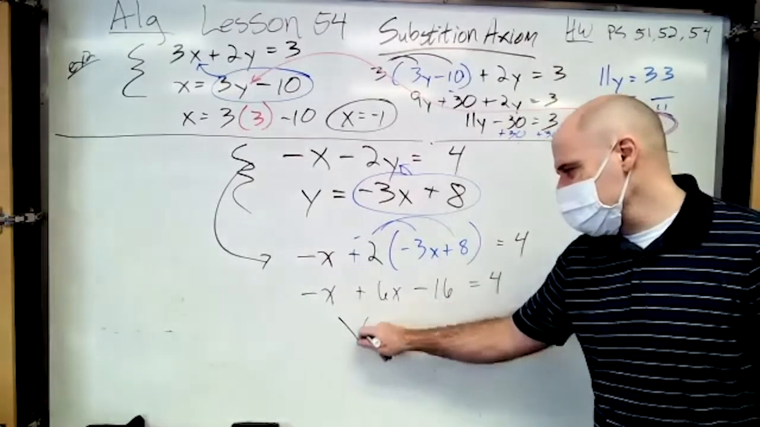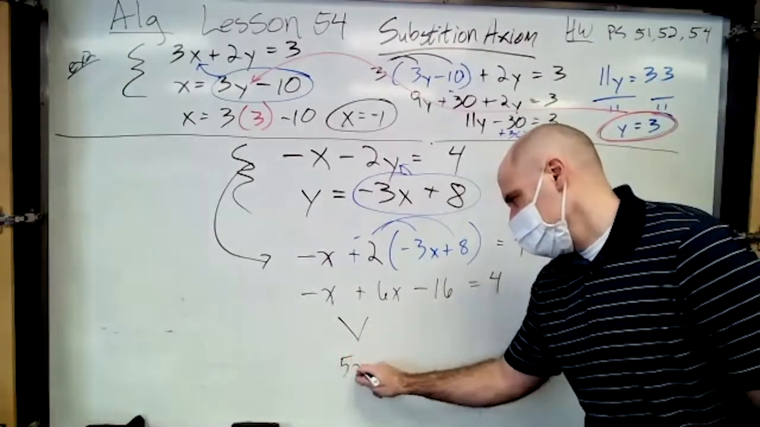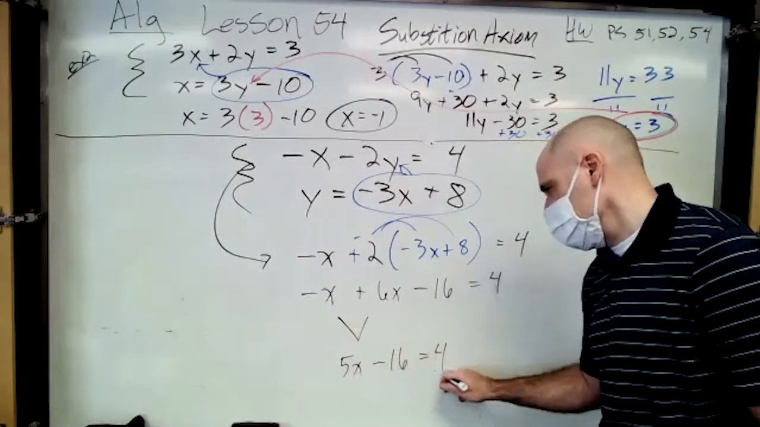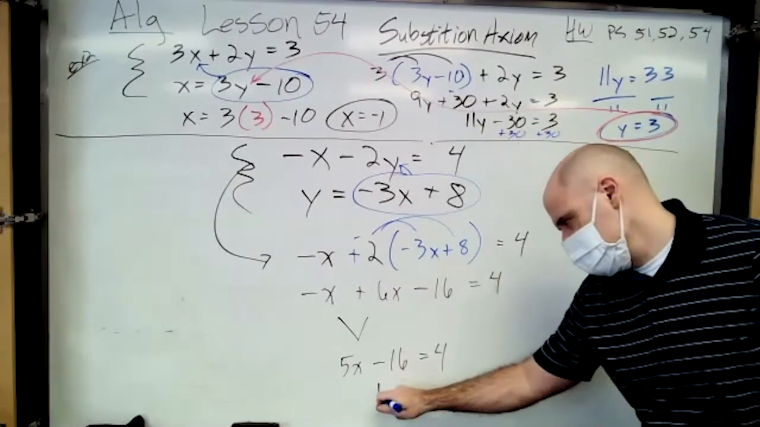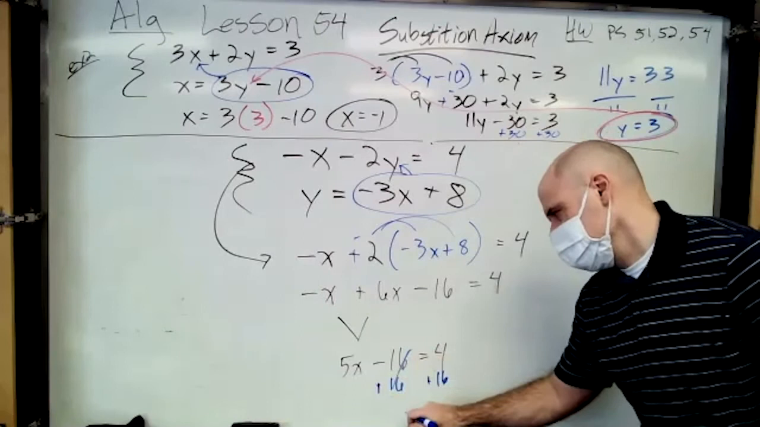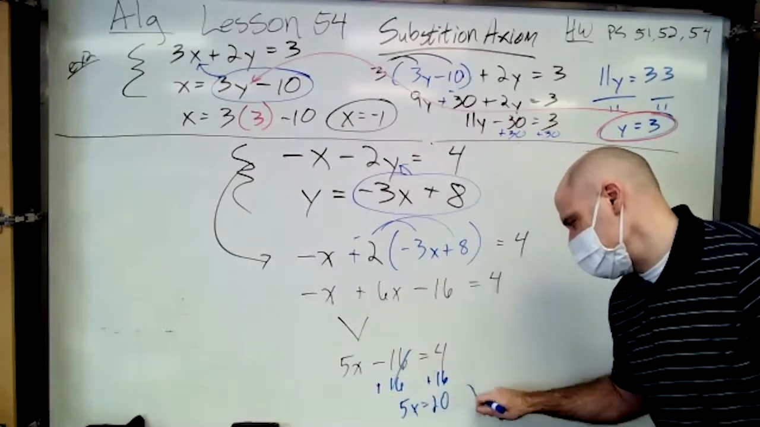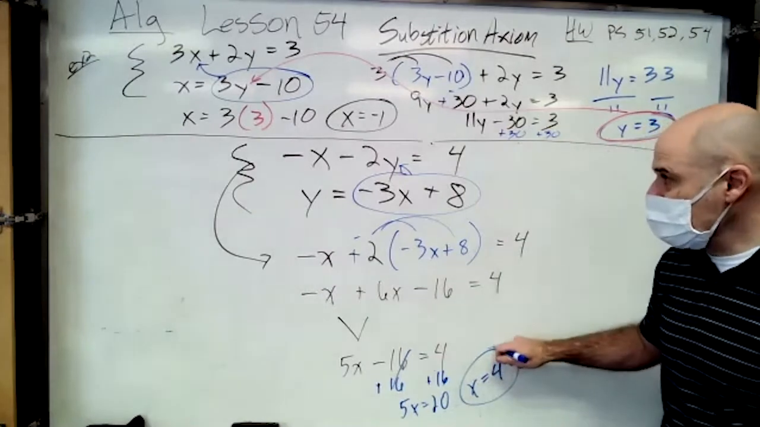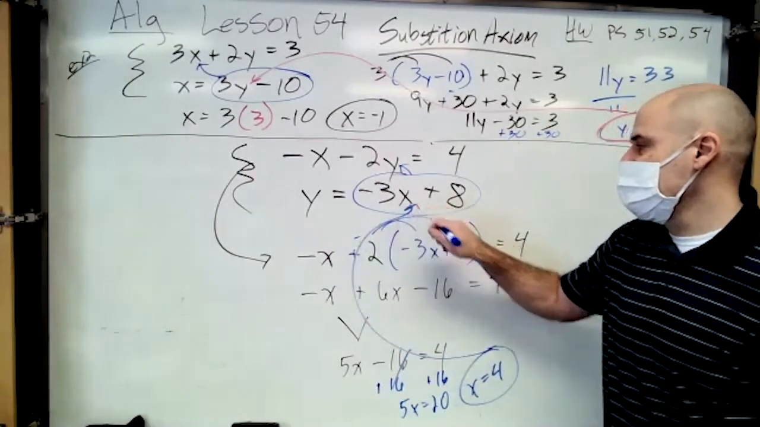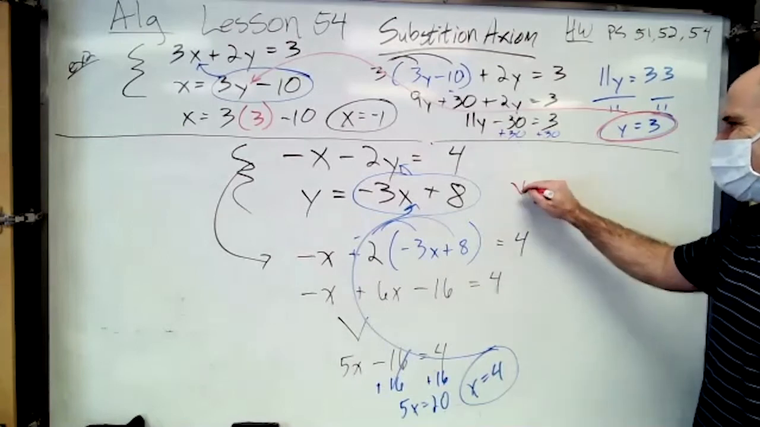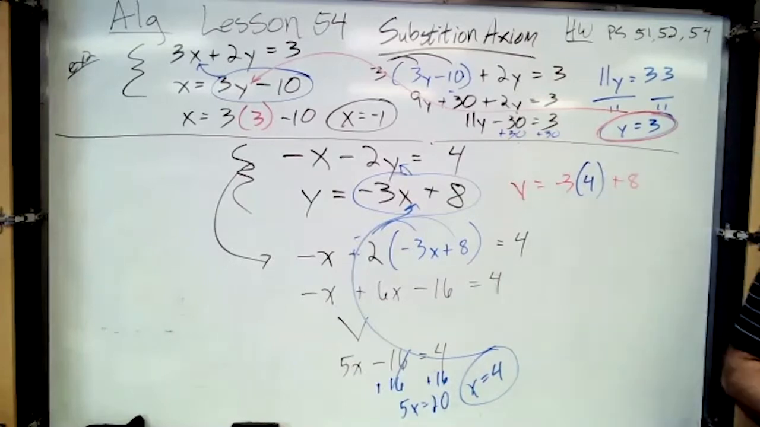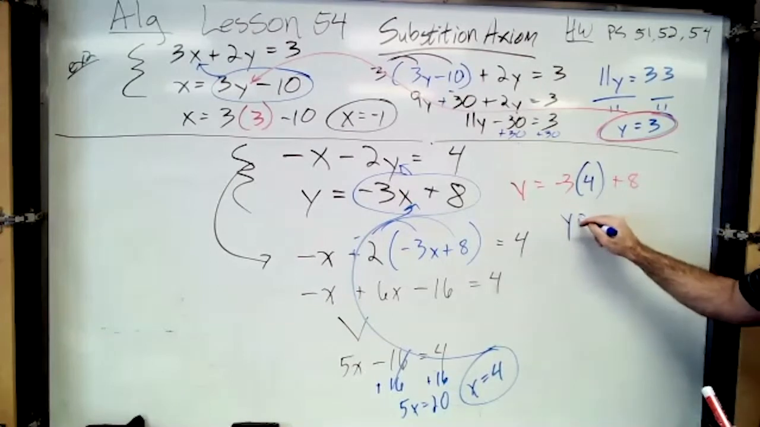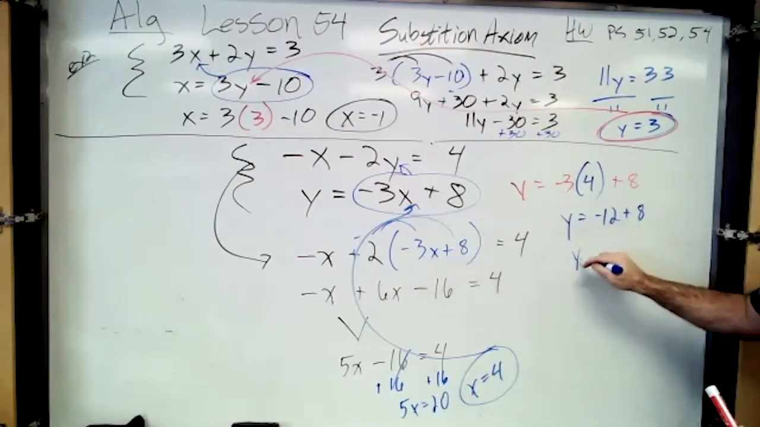All right, now what do we do? Add like terms, -x plus 6x, what's that? 5x minus 16 equals 4. Okay, now what? Add 16. And then 20 divided by 5. So 5x equals 20. That means x equals 4. So this is what I'm going to substitute in right there. So now y equals -3 times 4 plus 8. What's -3 times 4? -12. So y equals -12 plus 8. So what's -12 plus 8?